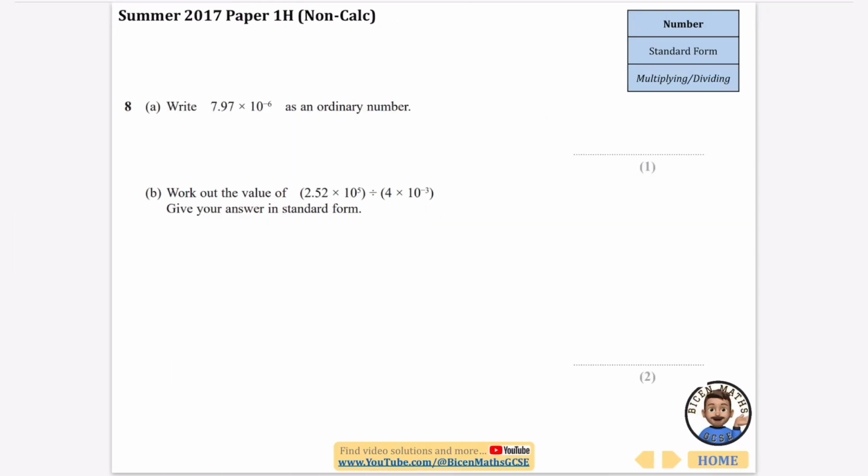Okay, this is another non-calculator one. We're going to do it as an ordinary number. Remember that power of minus 6? It just means there's going to be 6 zeros. 1, 2, 3, 4, 5, 6, 7, 9, 7, because it's dividing by 10 6 times there.